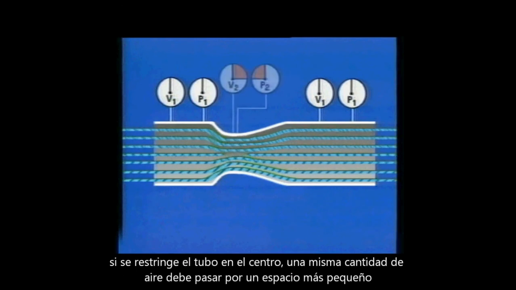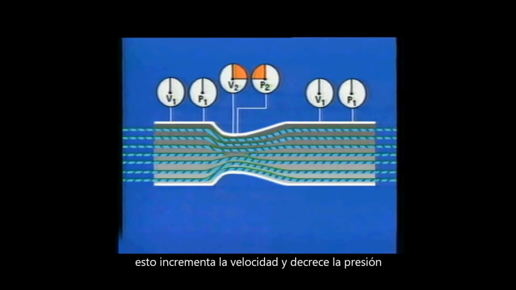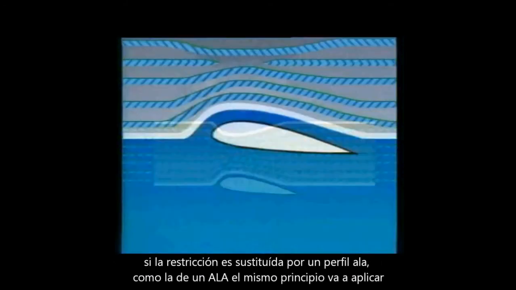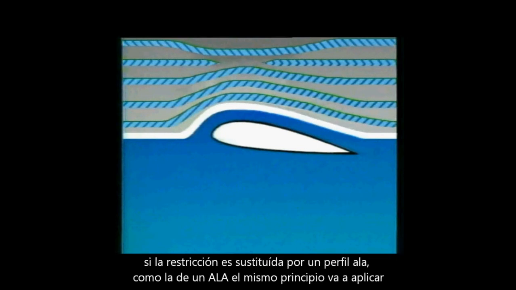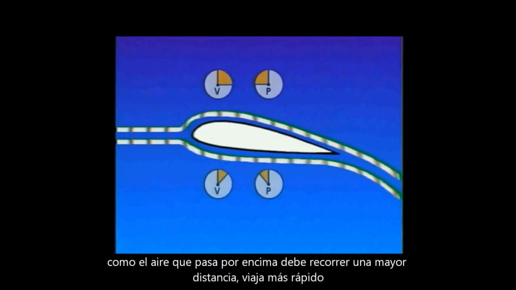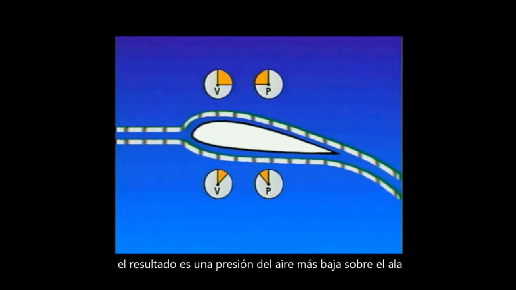If you were to replace the constriction with an airfoil, such as a wing, the same principle would still apply. As oncoming air meets the leading edge of the airfoil, it separates with part of the airflow going over the top and part going below. Since the air flowing over the top has farther to go, it must travel faster. The result is lower air pressure above the wing. This is a component of total lift.